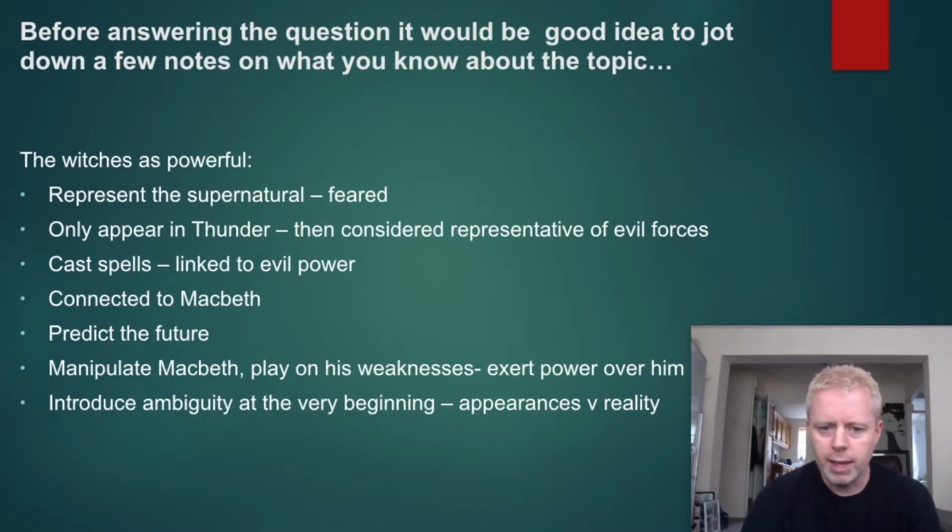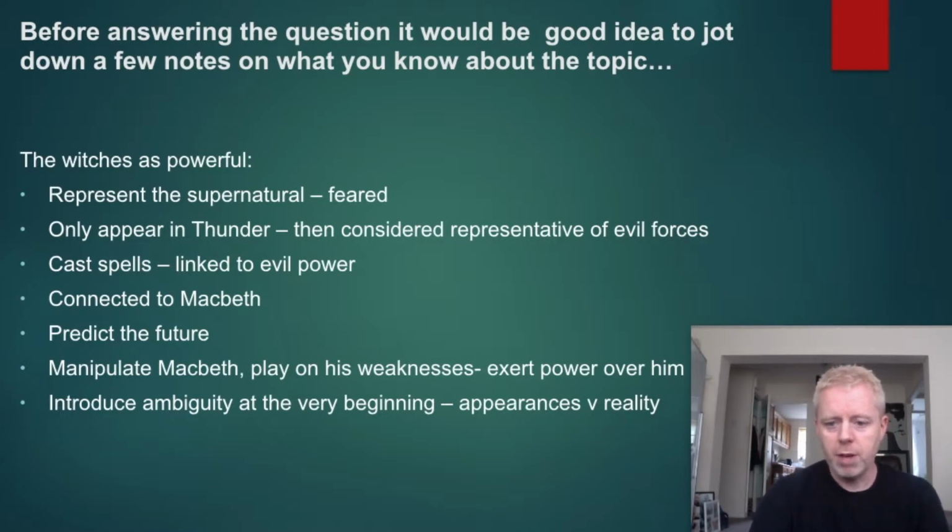They cast spells. Spells are linked to evil power. They're connected to Macbeth. He's the most important character. He's the named character. He's the central protagonist, or antagonist as he becomes in the play. And they align themselves with him straight away by talking about, also, the language that he uses is quite similar. His opening line in the play is, "So fair and foul a day I have not seen." They predict the future. That's pretty powerful, isn't it? That's a neat trick. They manipulate Macbeth. They play on his weaknesses. They exert power over him. They don't tell him to do anything, but they manipulate him. They introduce ambiguity or confusion at the very beginning, which links to one of the central themes of appearance versus reality.